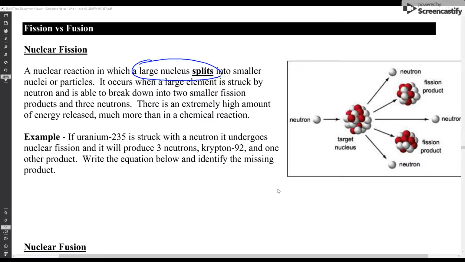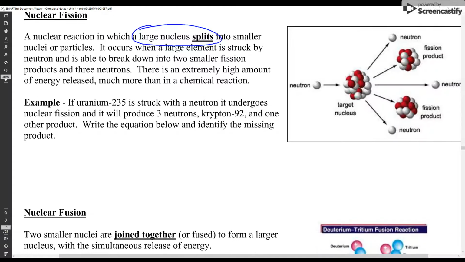So let's take a look at our example here. Uranium-235 is struck with a neutron, and it undergoes nuclear fission. It's going to produce 3 neutrons, krypton-92, and one other mystery product here. We've got to write the equation below. So we've got uranium-235 and a neutron on this one, right? So that is going to produce 3 neutrons.